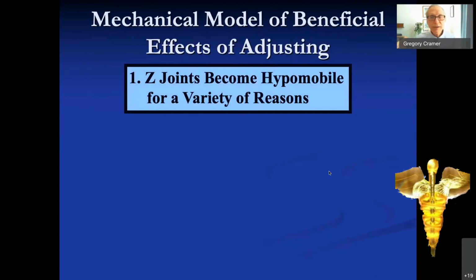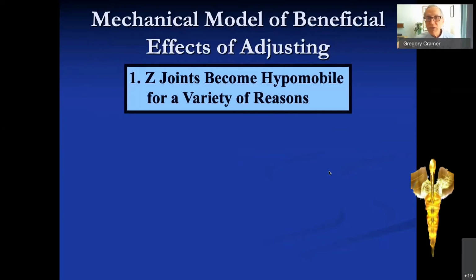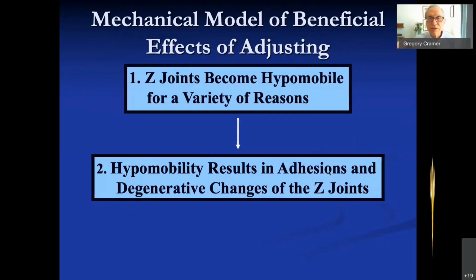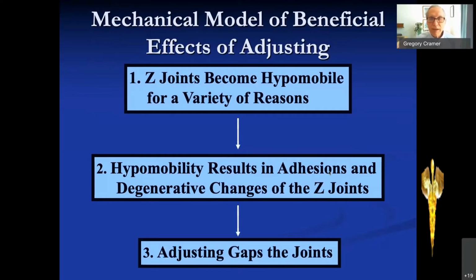Here you see a hypomobile Z joint getting these connective tissue adhesions in them. And then here, following a manipulation, the joint surfaces have gapped or separated, and now the connective tissue adhesions have broken. Now, our research group has been working on this theoretical model for over 25 years.